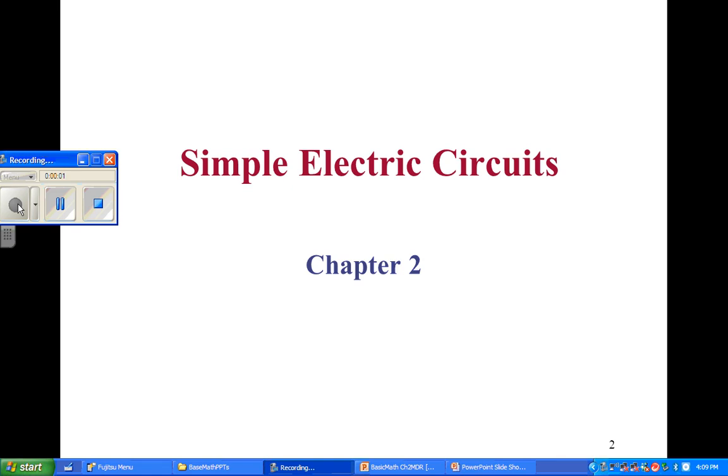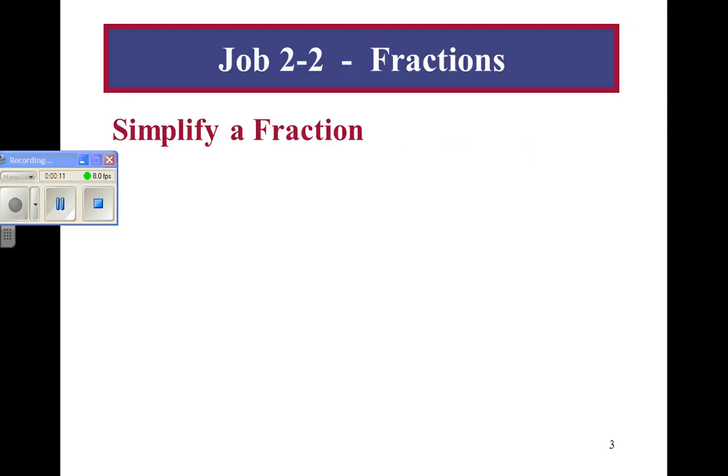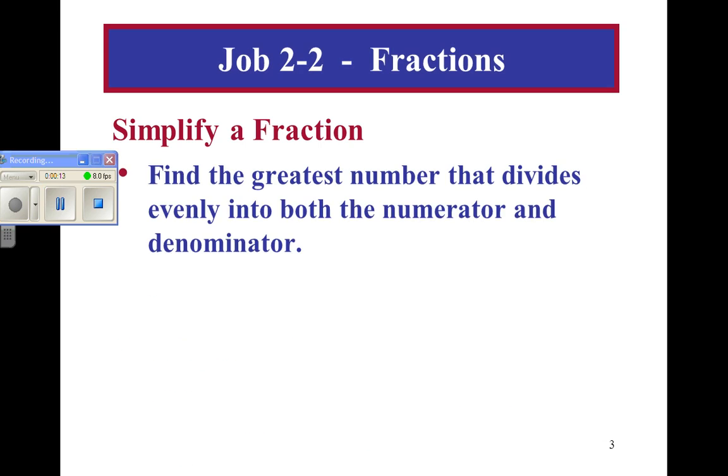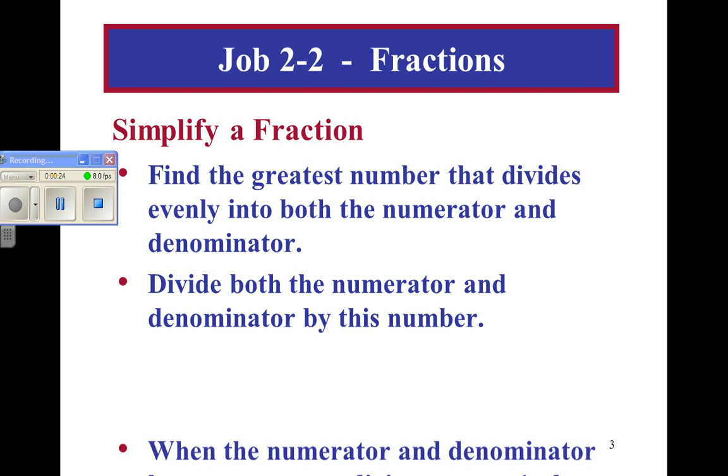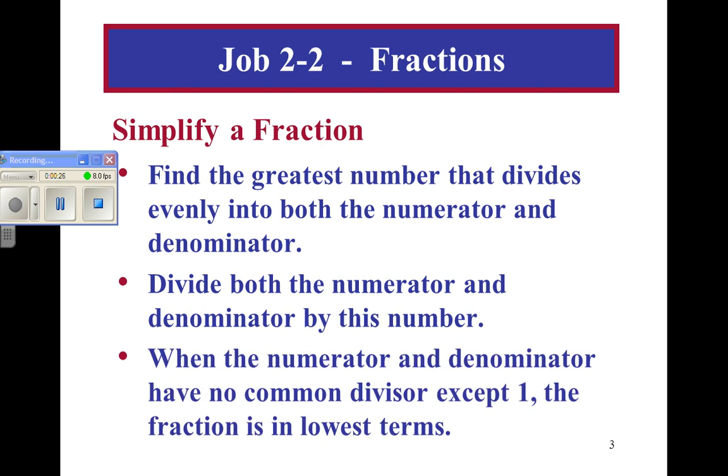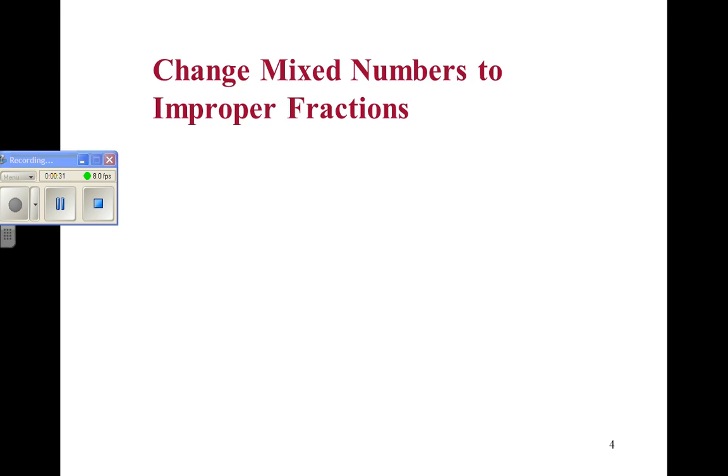Our second chapter talks about simple electrical circuits, but it starts out talking about fractions. And the first thing it talks about is simplifying a fraction. We find the greatest number that divides evenly into both the numerator and the denominator of a fraction, the top and the bottom, in other words, and we divide both of them by that number. When the numerator and denominator have no common divisor except 1, the fraction is in its lowest terms.